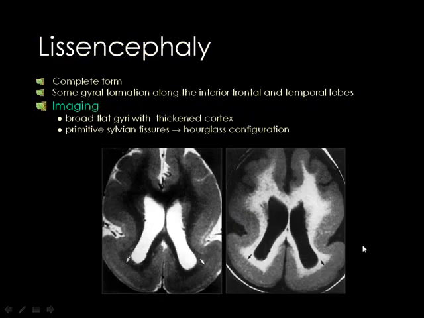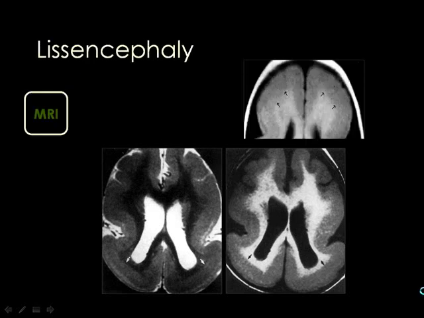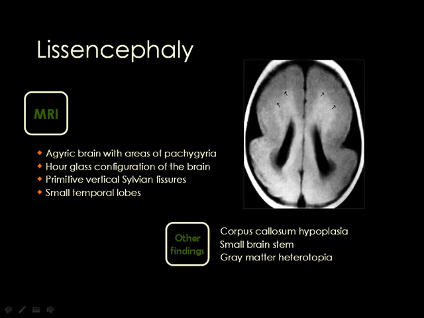This is a lissencephalic brain where few sulci and gyri are seen. The sylvian fissures are vertically oriented and very short, and the surface of the brain is very smooth, diagnostic of lissencephaly. Another case of lissencephalic brain where you have no sulci on the surface of the brain, and very short, vertically oriented sylvian fissures.